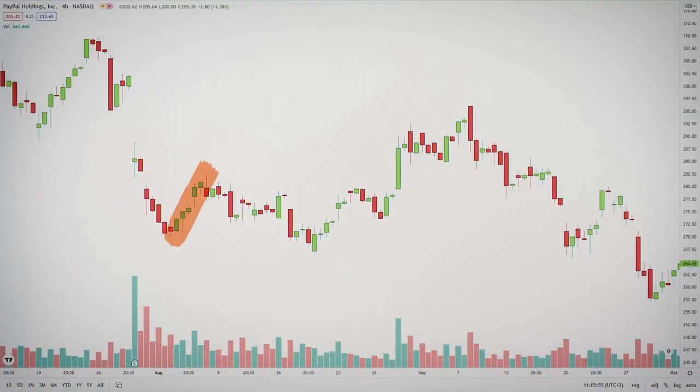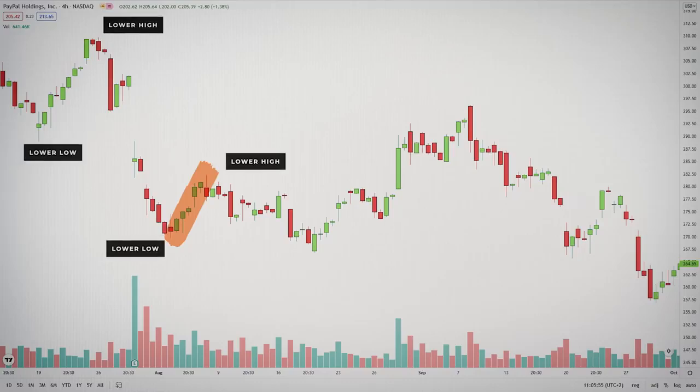Here's PayPal on the 4-hour time frame. First, we identify the market structure. We have a clear downtrend with lower lows and lower highs. The market swings are not so obvious as we have several gaps. And observe these consecutive up days. The 5-bar thrust didn't break above the previous swing high. This bearish bar was the setup bar.